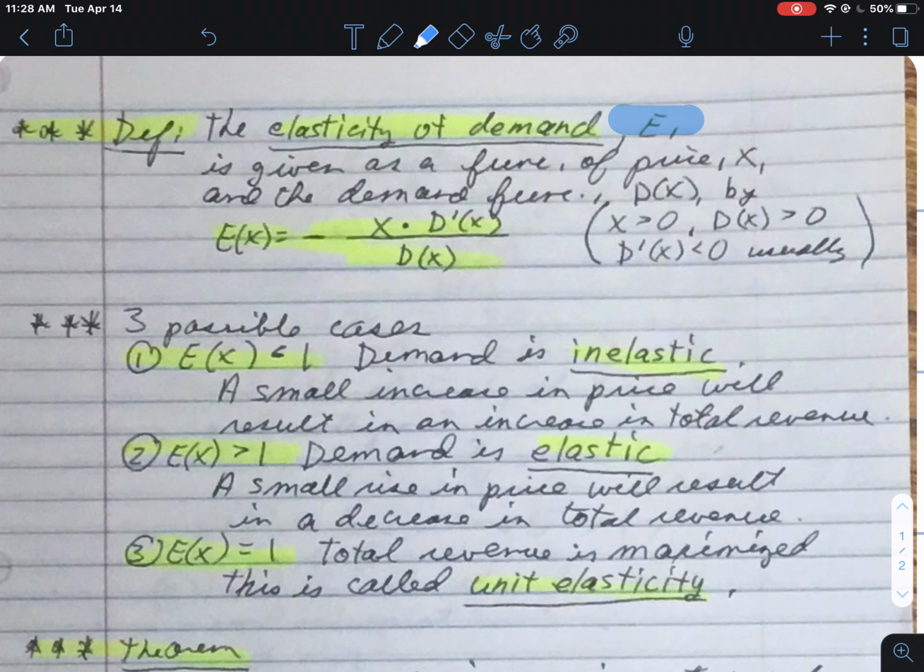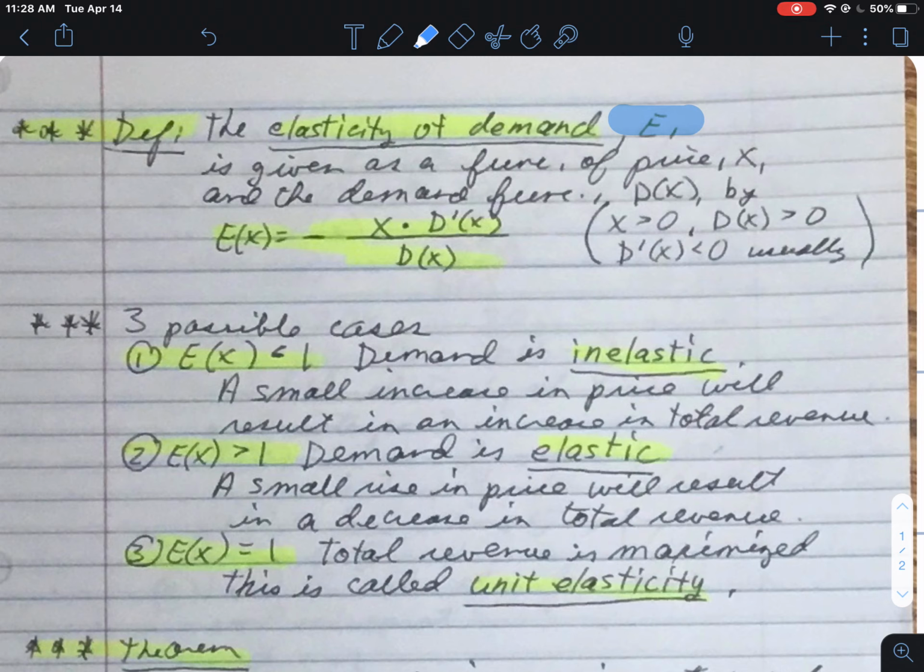If, however, E of X is greater than 1 for a given value of X, then demand is said to be elastic. That's the case where a small rise in price will result in a decrease in revenue. That's what happened in the second case where we raised it from $5 to $5.50.